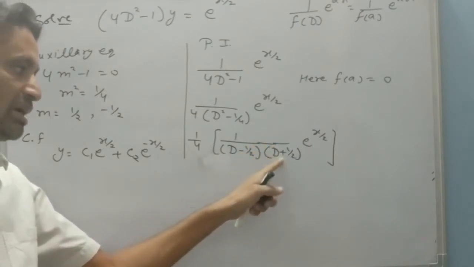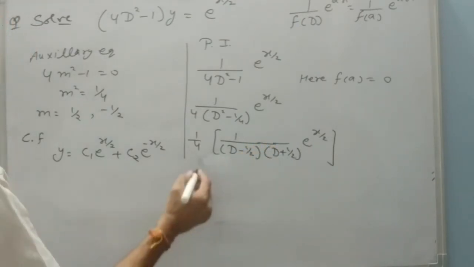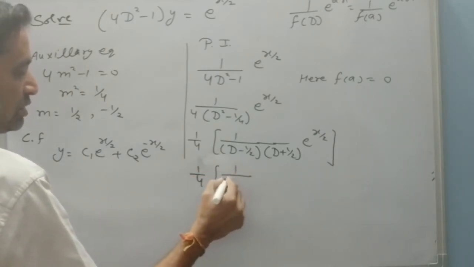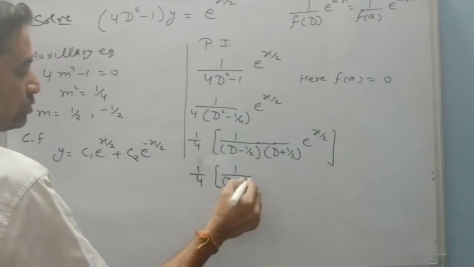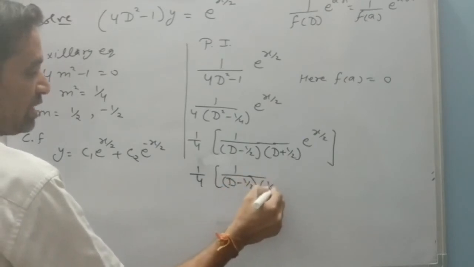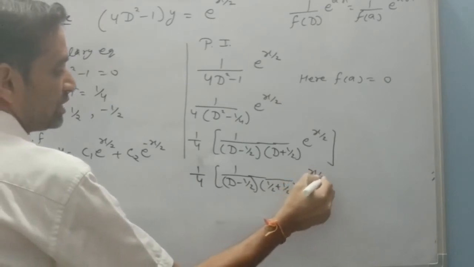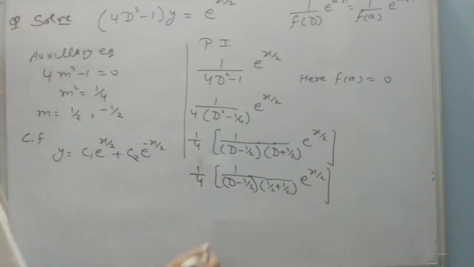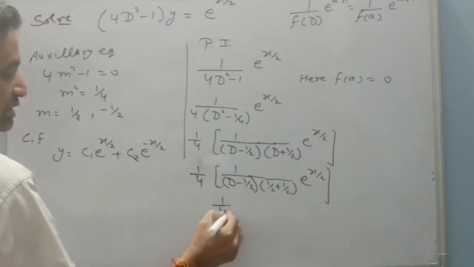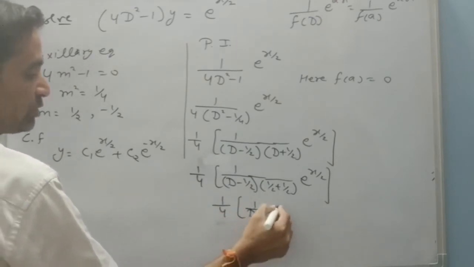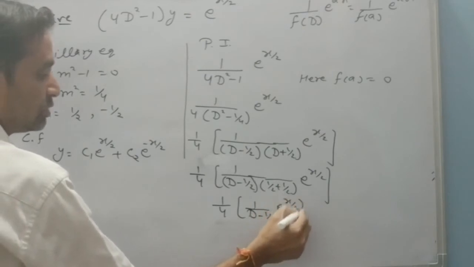First of all, I apply it here only. Then I will get 1 by 4, 1 upon D minus 1 by 2, into 1 by 2 plus 1 by 2, e to the power x by 2. It will become 1. Now the expression reduces to 1 upon D minus 1 by 2, e to the power x by 2.